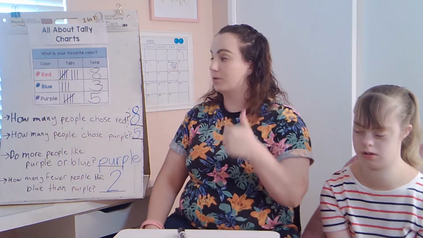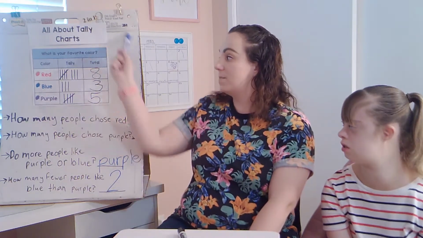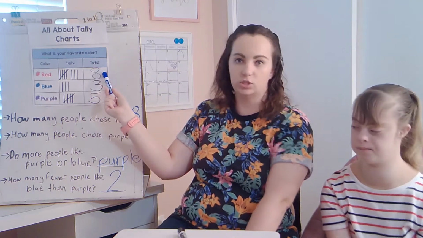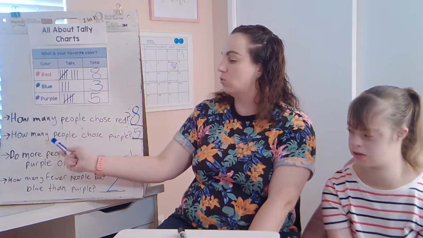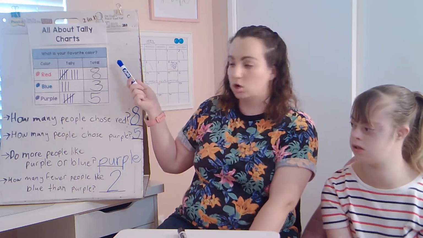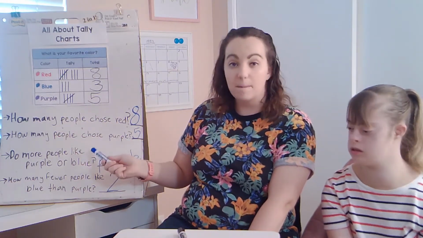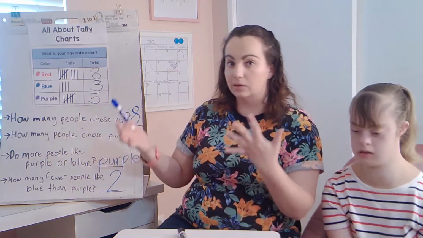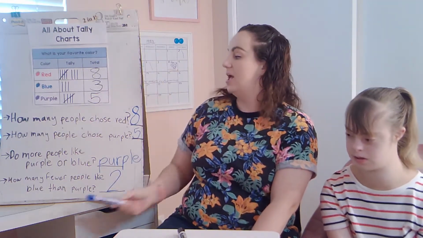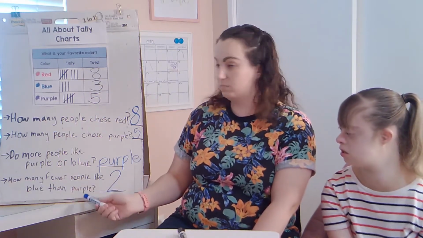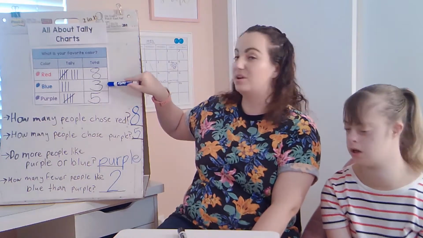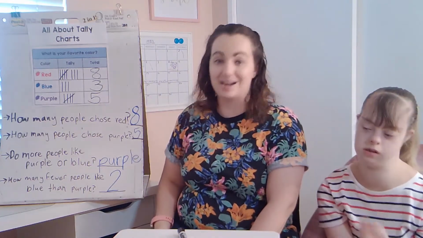Okay? Great job. We finished up a tally chart, read the tallies, wrote the number of votes or tallies. Then we answered questions about it, like how many people? We had to read the chart. We had to compare numbers, like do more people like? We had to look at numbers, compare the answers and votes. And finally, how many fewer people? We had to do some subtraction there to compare the numbers. But we did it, okay?